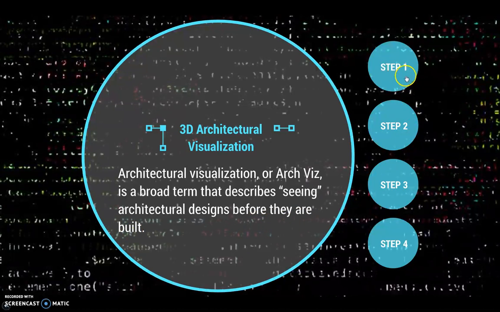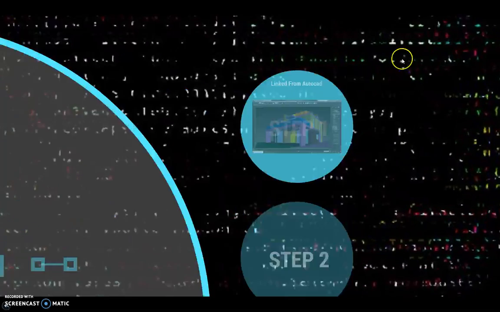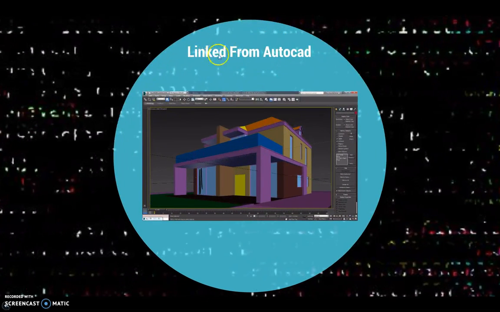Let's go to step 1, link from AutoCAD. AutoCAD is another Autodesk software where we can build our 3D design, and after that we link it or import it to 3ds Max.